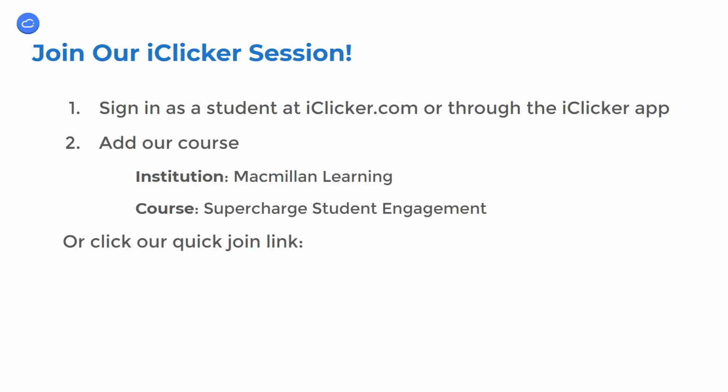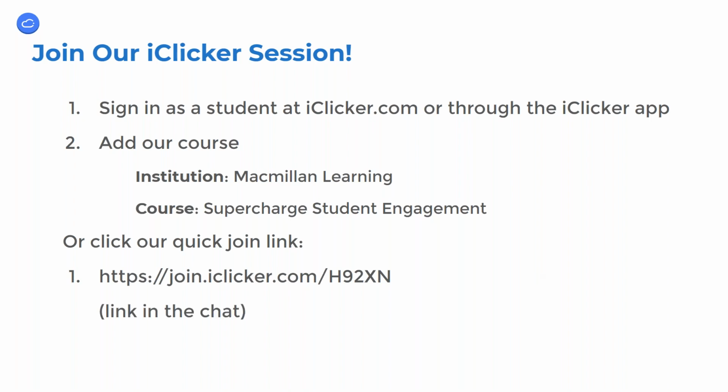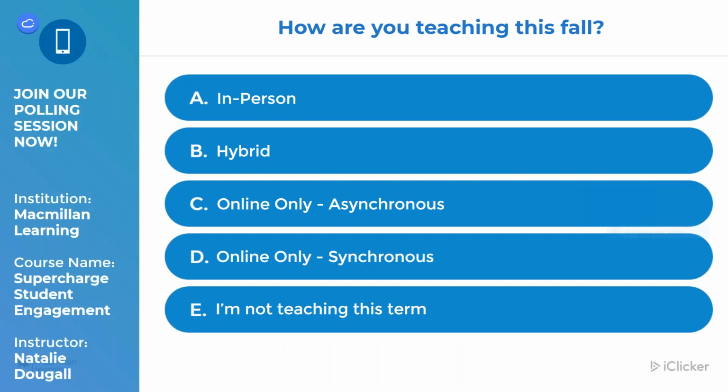And you could also use our quick join link, which isn't clickable because right now I'm sending it to you through GoToWebinar. But if you look in the chat, you can click on this. This should be there for you to click, and you will quickly be joined into the course. So I'm going to give everyone a second to go ahead and do that. And I have the iClicker instructor app on my phone, and I can already see that most of you have joined our iClicker session.